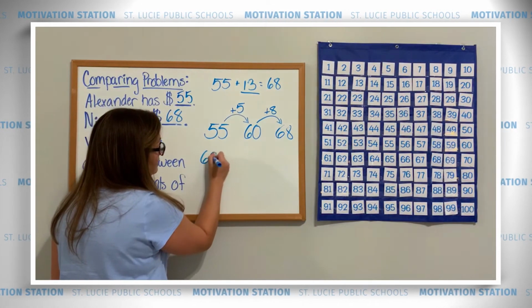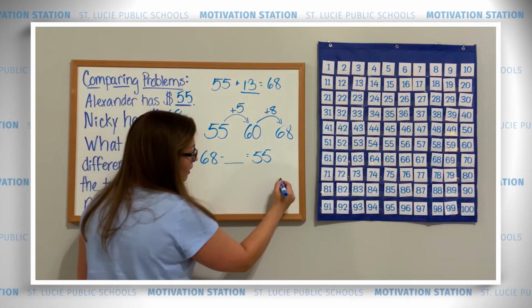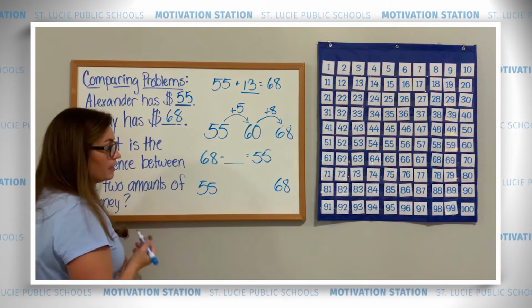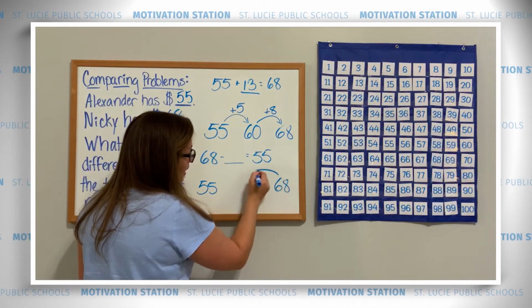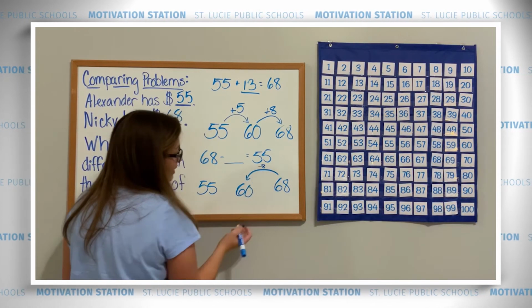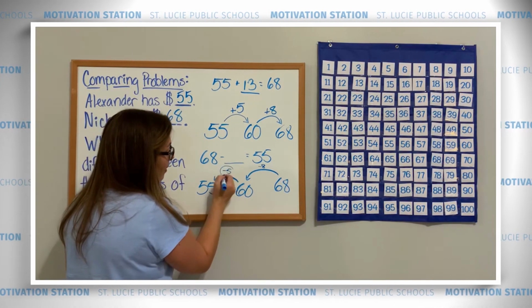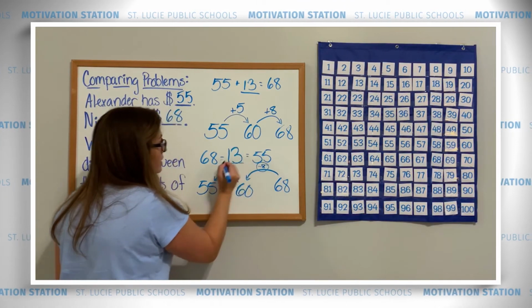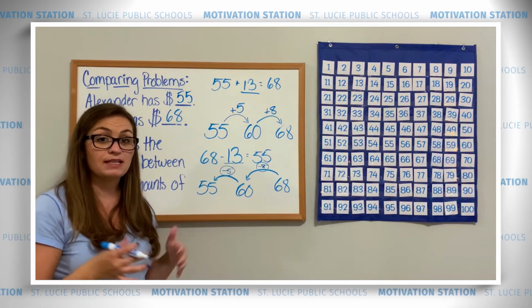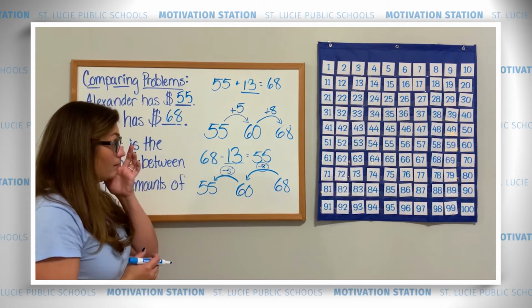I know I need to find 68 minus a number equals 55. So I start with my 68 on one side, I put my 55 on the other. Again, I need to figure out what my jumps are. Well, from 68, I'm going to go to my nearest 10, which is 60. That's a jump of minus 8. From 60, I go to 55, which is a jump of minus 5. 5 and 8 make 13. My difference between the two is 13 whether I add or subtract because it's the same distance between 55 and 68 no matter which direction I'm going.